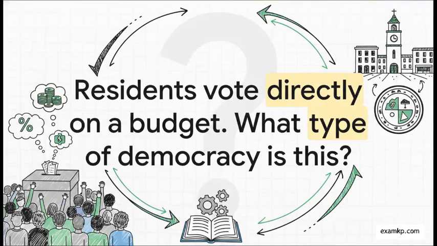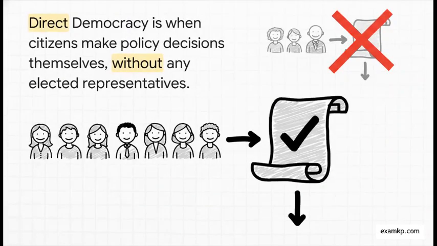All right, one more. This time it's a case study from NECO. Imagine a small town holds a meeting every year where all the residents, every single one, show up and vote directly on the town's budget. What type of democracy would you call that? This is a great question because it tests if you can apply the definitions. The answer is direct democracy, sometimes called pure democracy.